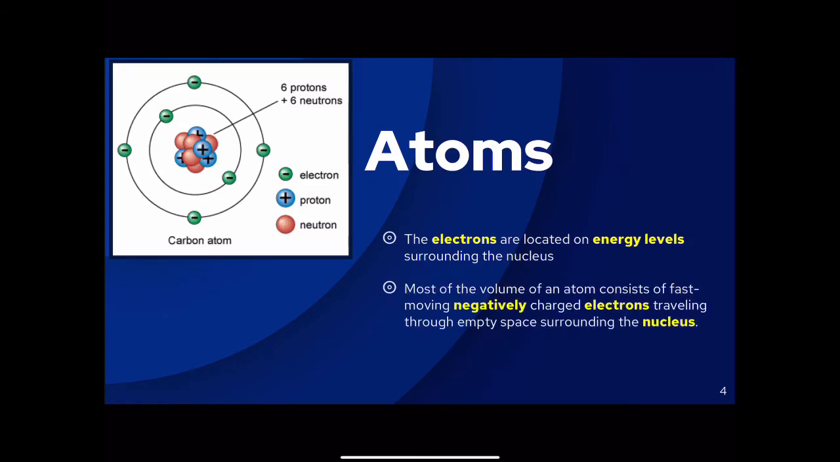Most of the volume of the atom consists of these fast-moving, negatively charged particles that travel through empty space surrounding the nucleus. So the volume of an atom is primarily made up of the empty space that the electrons seem to occupy.